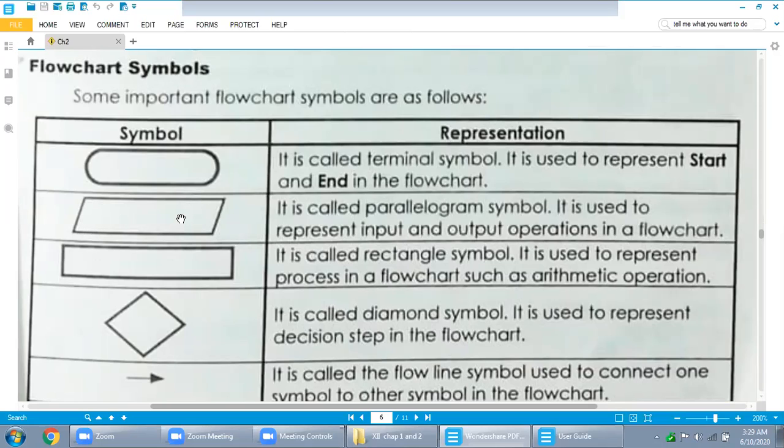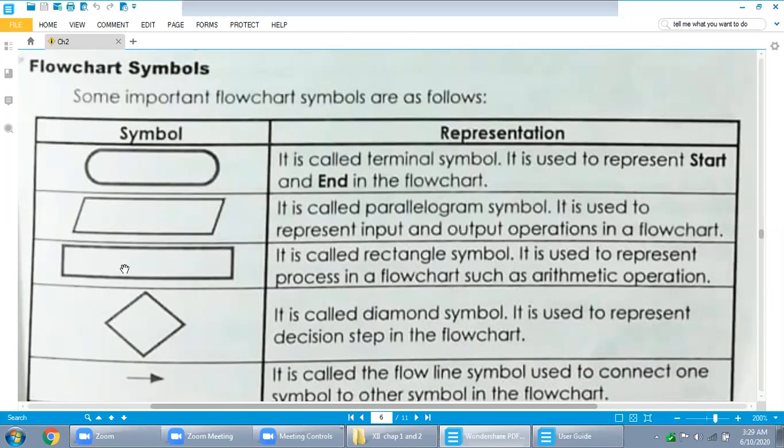Similarly, not only for input, the same symbol, the parallelogram, is used for output as well. So it is called the parallelogram symbol. It is used to represent input and output operations. The purpose of this symbol is input and output operation in a flowchart.